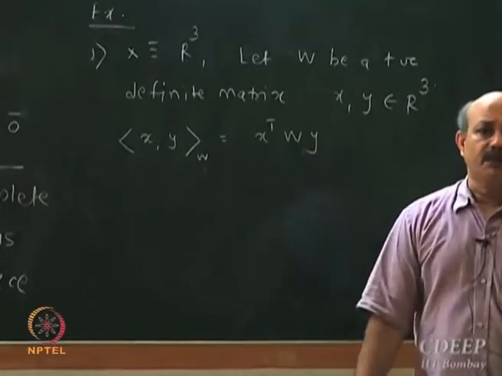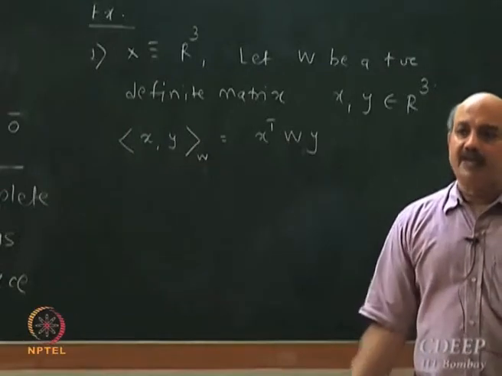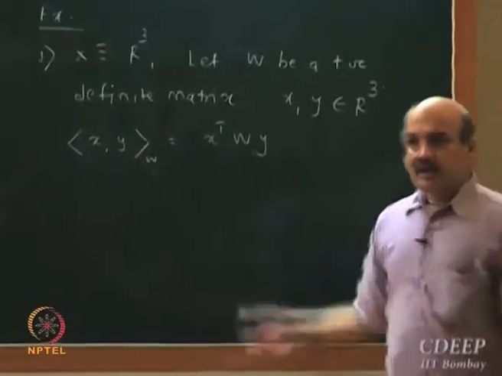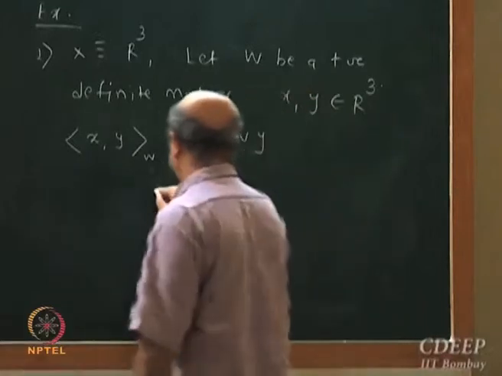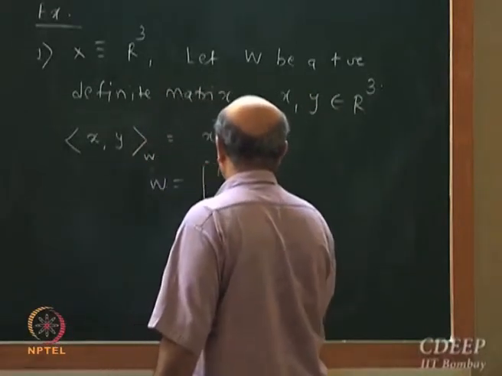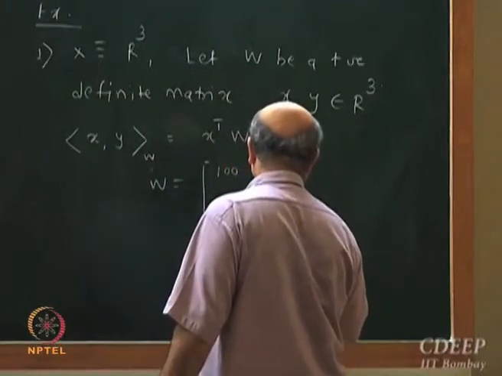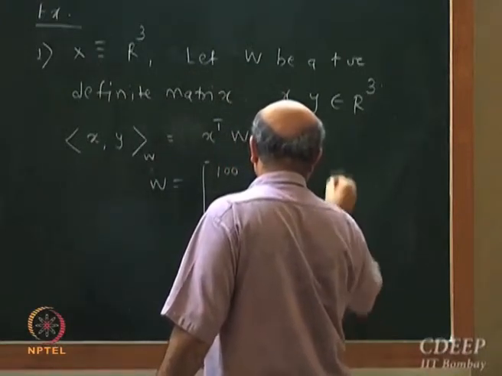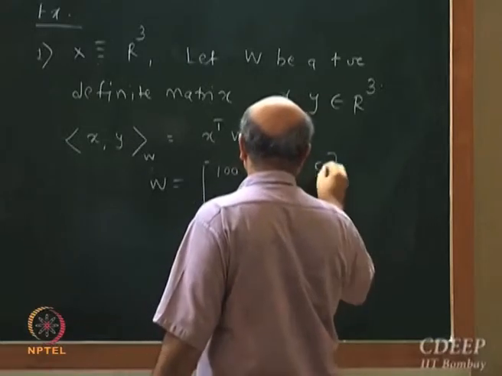The simplest example of W would be a diagonal matrix. For example, the simplest example of W would be a matrix which is 100, 0.1 and 1000, 0, 0, 0.